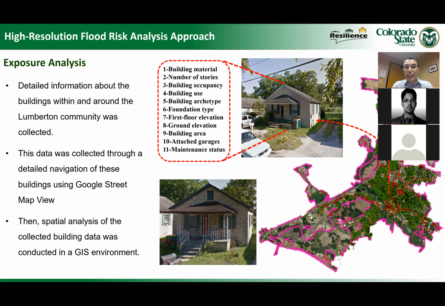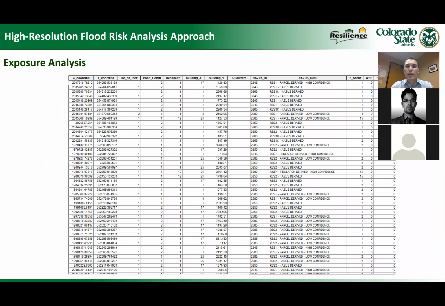Afterwards, spatial analysis of the collected building data was conducted in a GIS environment. So this is some of the buildings, and this is the shapefile of some of the buildings and how we handle the data in terms of the shapefiles. In ArcGIS, here it shows the X, Y coordinate of each building, and this is some of the data that we collected, including number of stories, foundation type, occupancy, building archetype, building area, qualitative assessment. And this is some of the data that was provided by HAZUS, including the HAZUS occupancy and HAZUS ID.